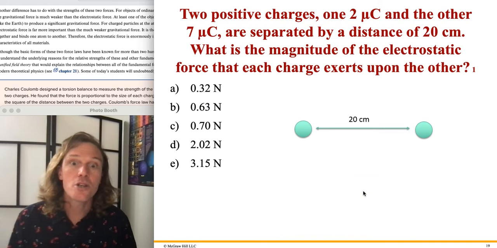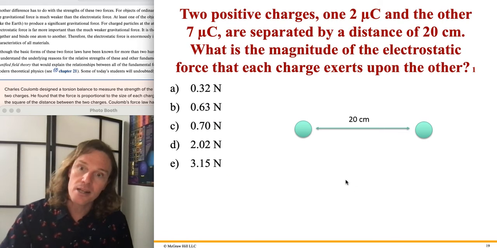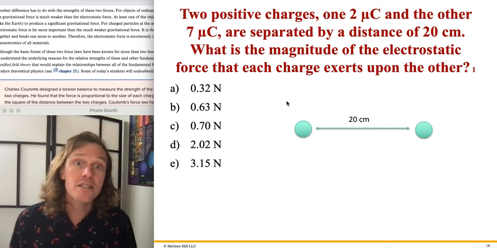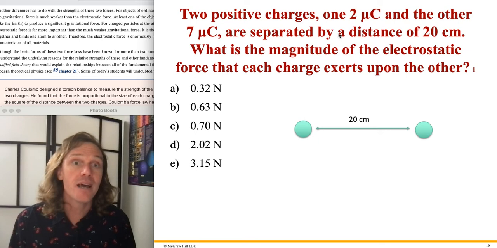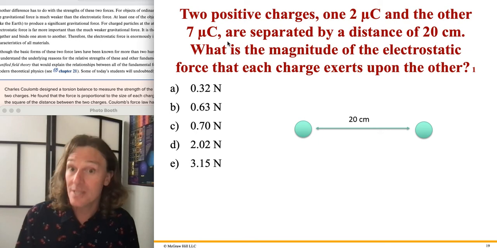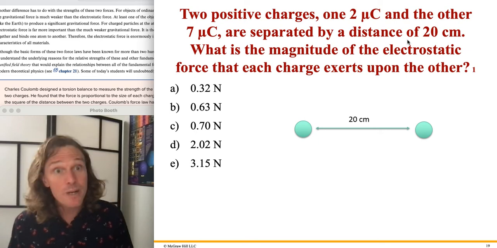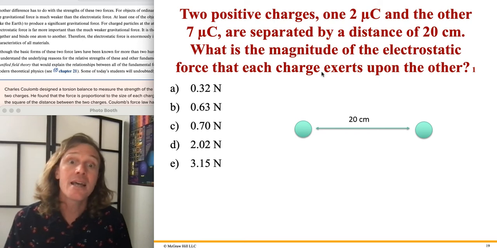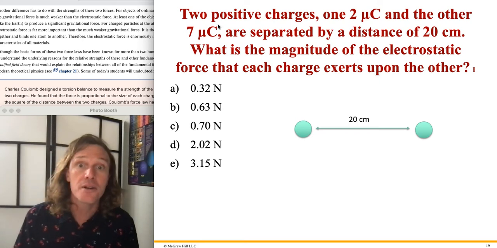All right. So let's do an example here on the slides, and then I'll do another example over on my tablet. So 2 positive charges, one with a value of 2 microcoulombs and another with a value of 7 microcoulombs, are separated by a distance of 20 centimeters. What is the magnitude of the electrostatic force that each charge exerts upon the other? All right.